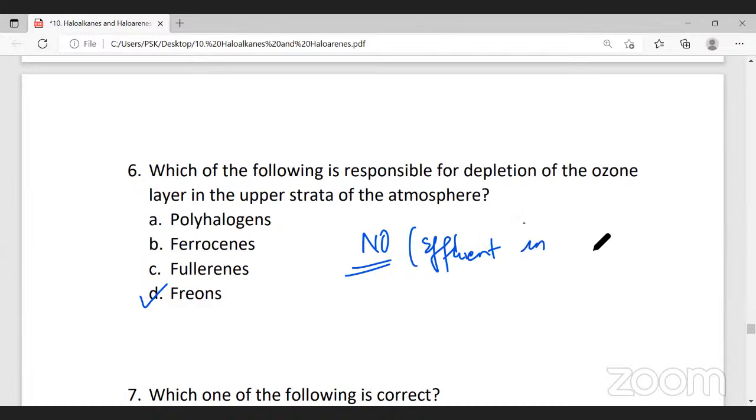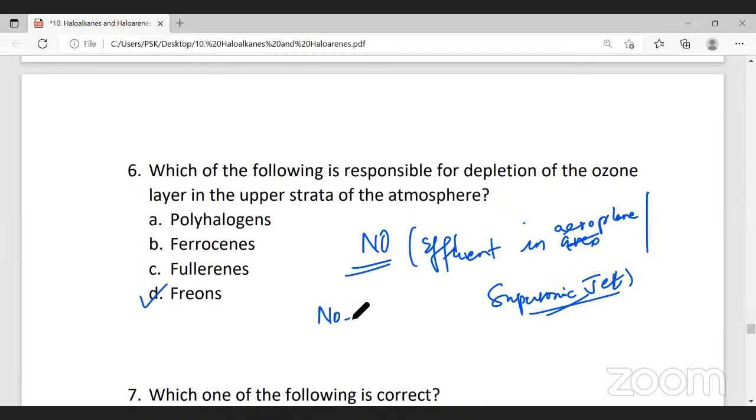in aeroplanes, supersonic jets. So all these nitric oxides will react. Nitric oxide will react with ozone, and you get what? Nitrogen dioxide and oxygen. So ozone gets depleted because of nitric oxide. Along with that, chlorofluorocarbons also will deplete ozone.